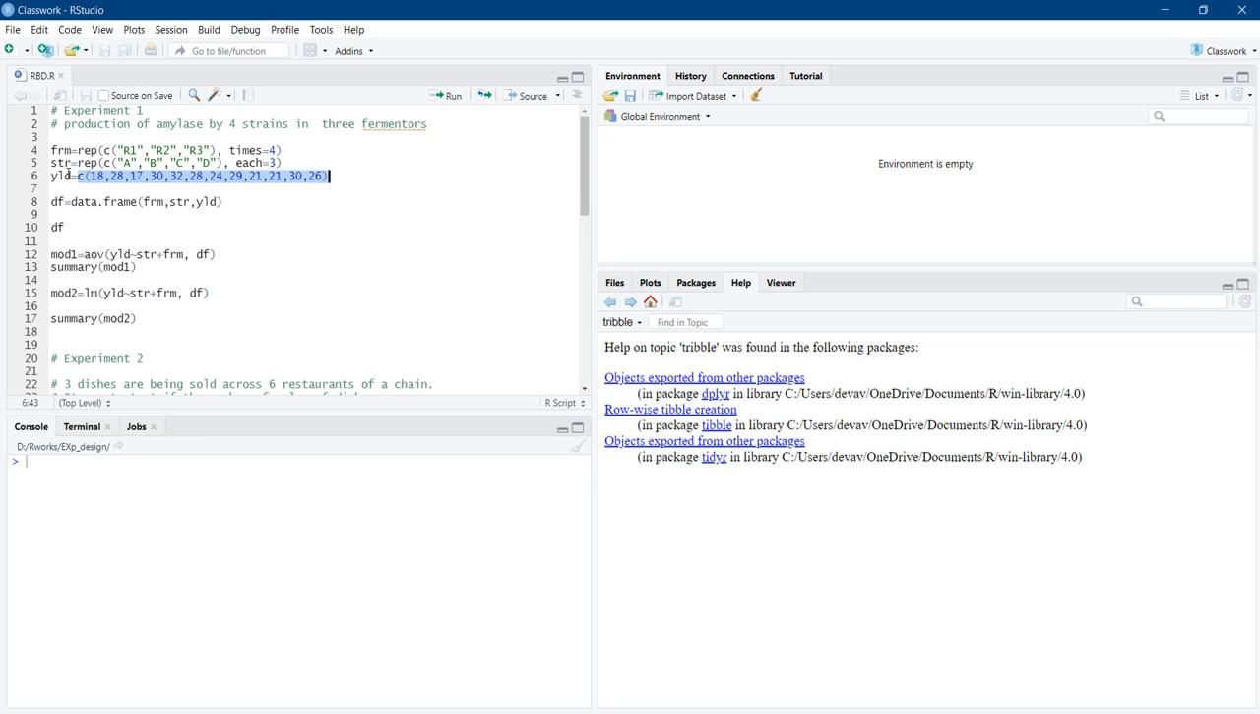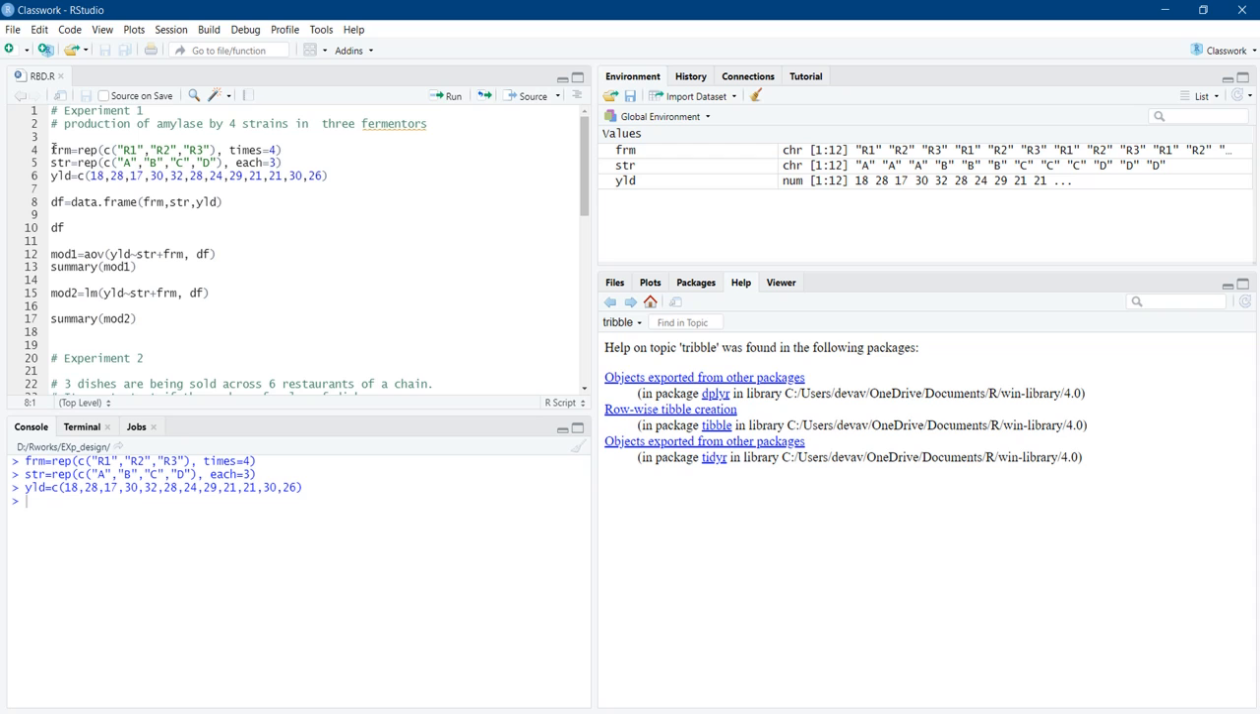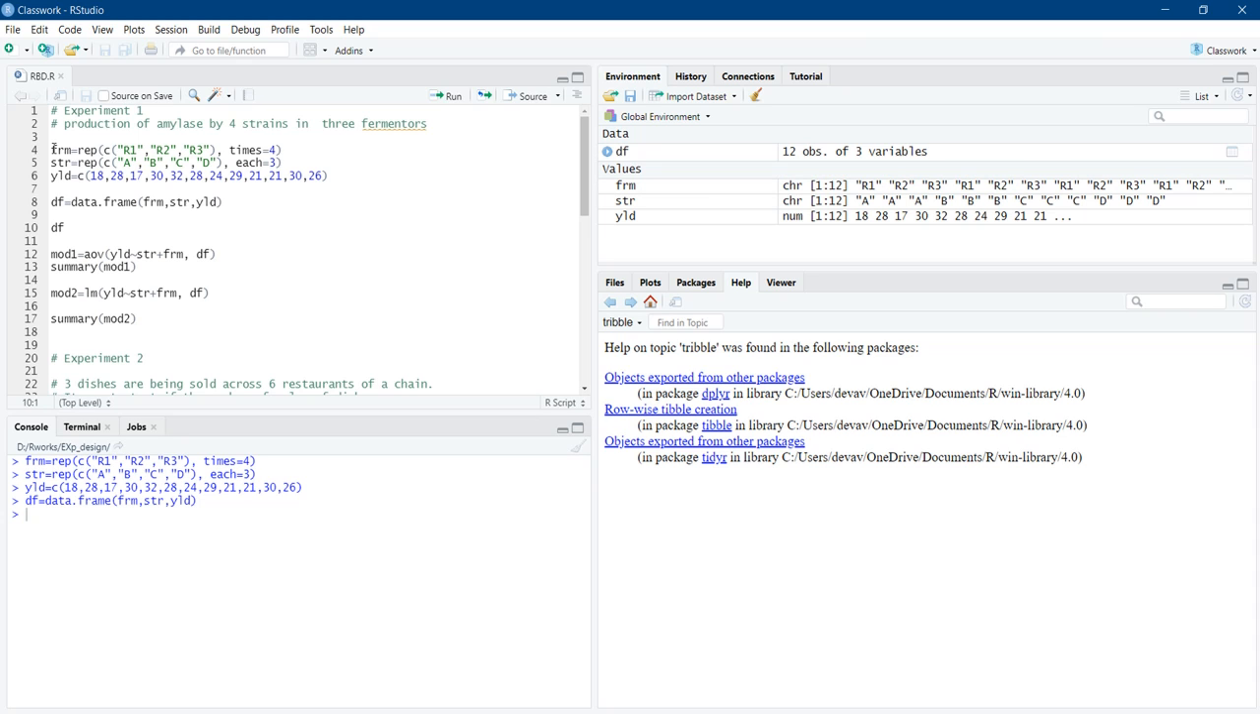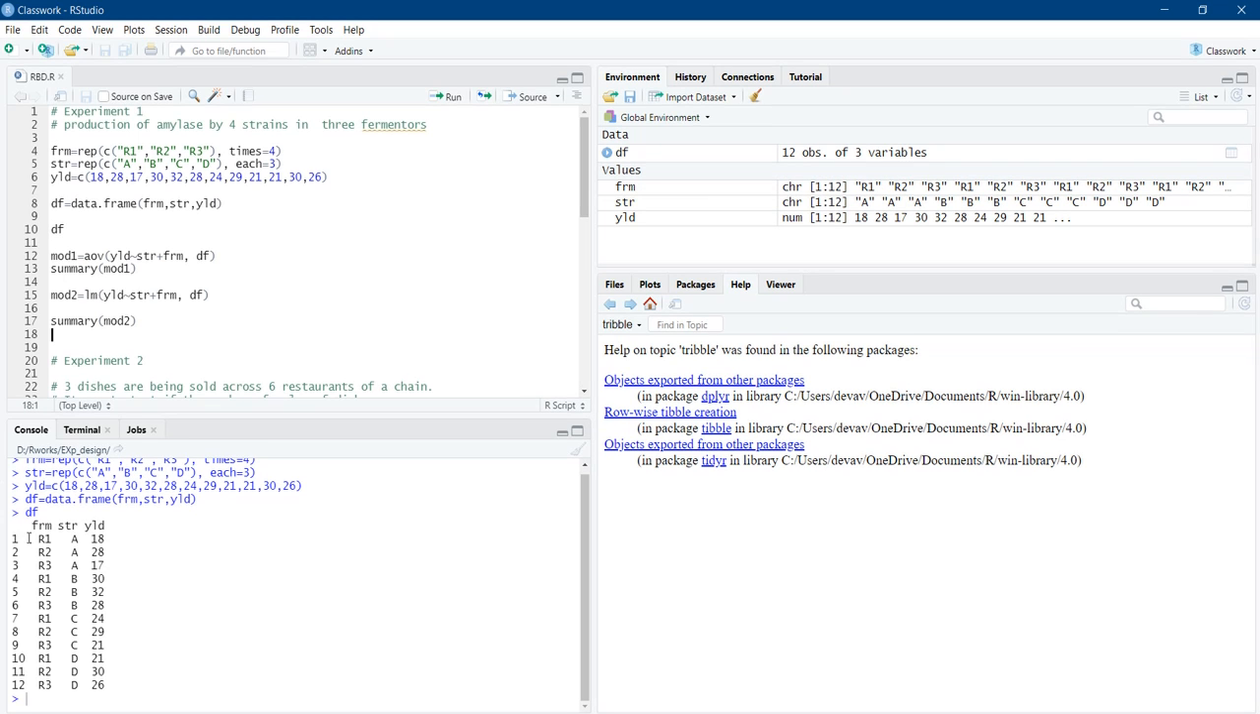And these results are yields of amylase in units. Then we will close, then we will save these results in a data frame. This is the data frame. We'll run this and we'll store that in data frame and we'll see what is there in the data frame. And this is the data table.